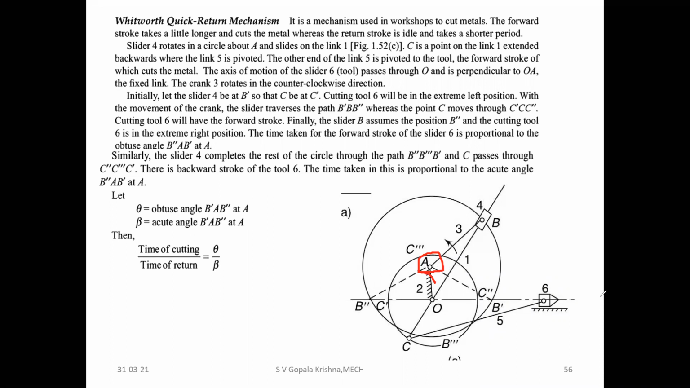And in the return, when it comes back, it comes back suddenly. Why? Because this angle is less, so within a short time it returns, compared with the cutting stroke, compared with the forward stroke. This is done in a particular mechanism. These are the inversions of the single slider crank chain. It is very important.